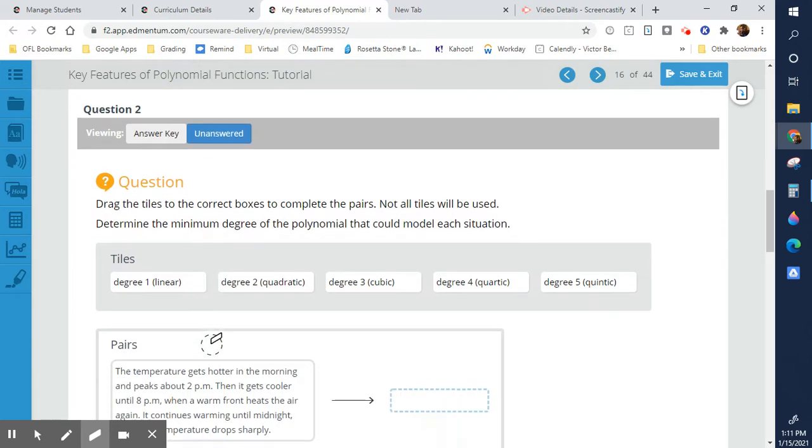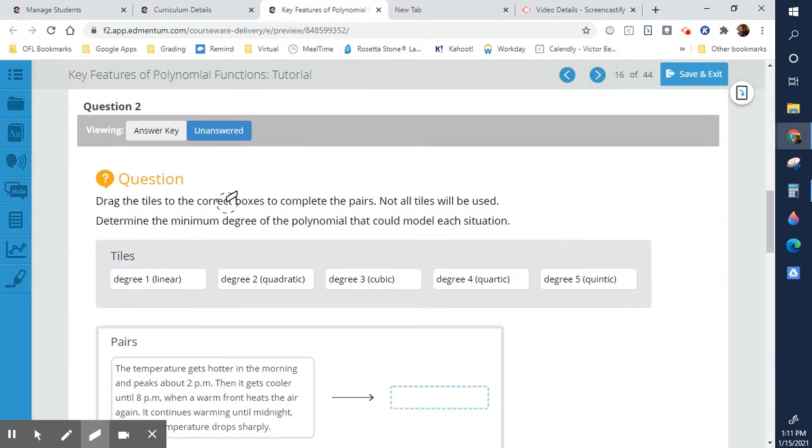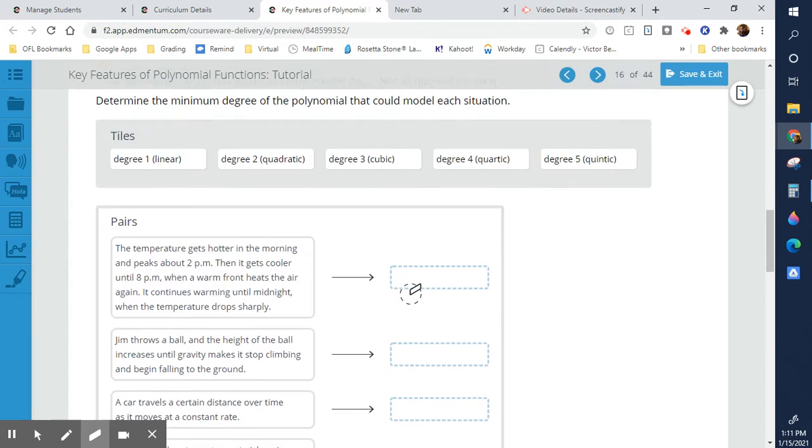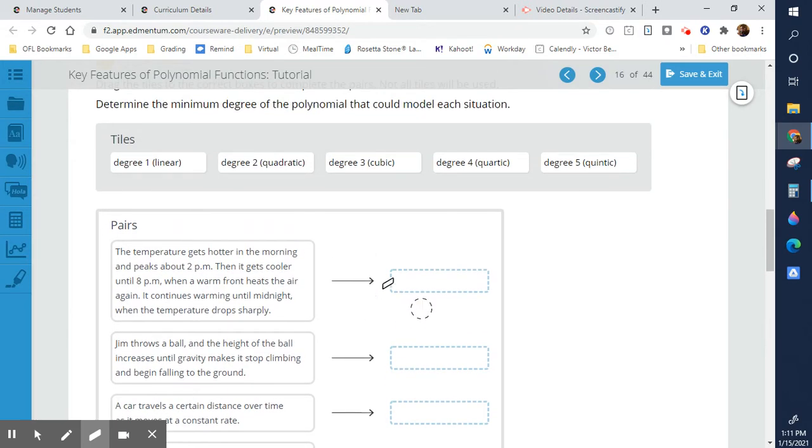All right, so let's look at this. Drag the tiles to the degree. So the degree is essentially the highest power that we're talking about. Temperature gets hotter in the morning and peaks about this time. Then it gets cooler around this time. When it warms up, it continues until midnight when the temperature drops sharply.